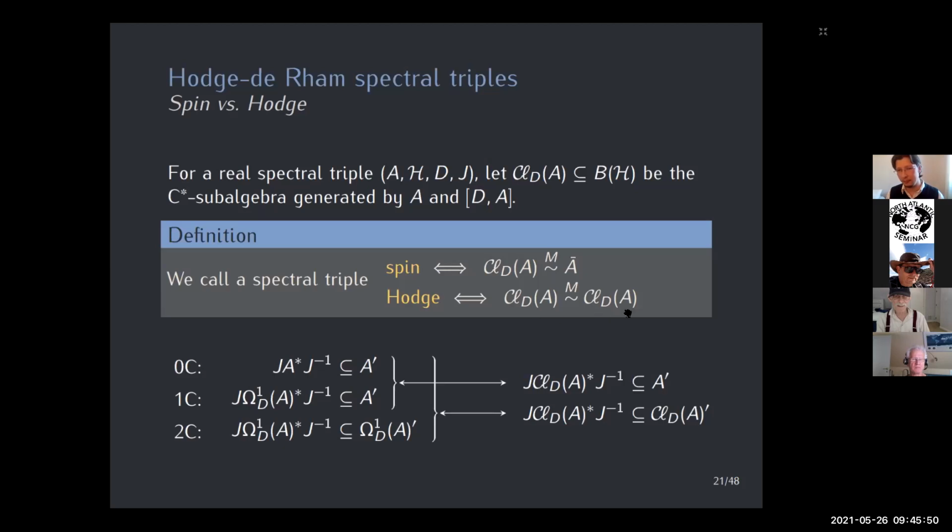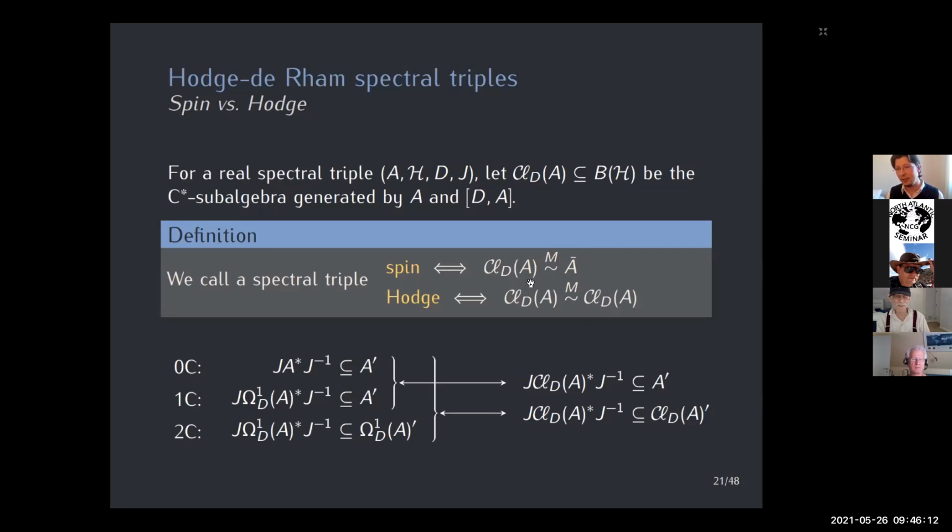And Hodge is satisfied if the same bimodule also implements Morita equivalence between the non-commutative Clifford algebra and itself. And this spin condition, I hope, is ringing some bells if you were paying attention in section 1, because here, in the case that we have the C-star algebra of continuous functions on this side for our spinor bundle.